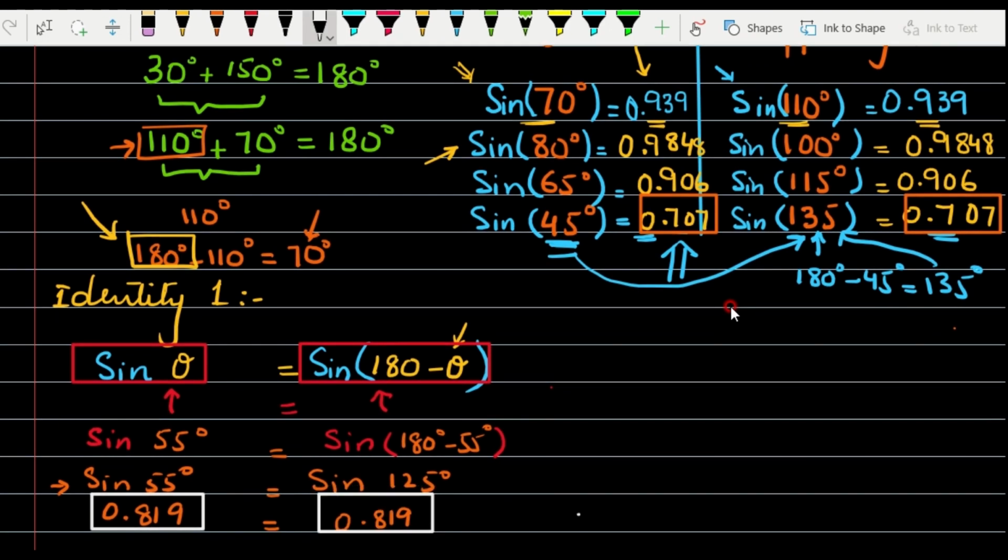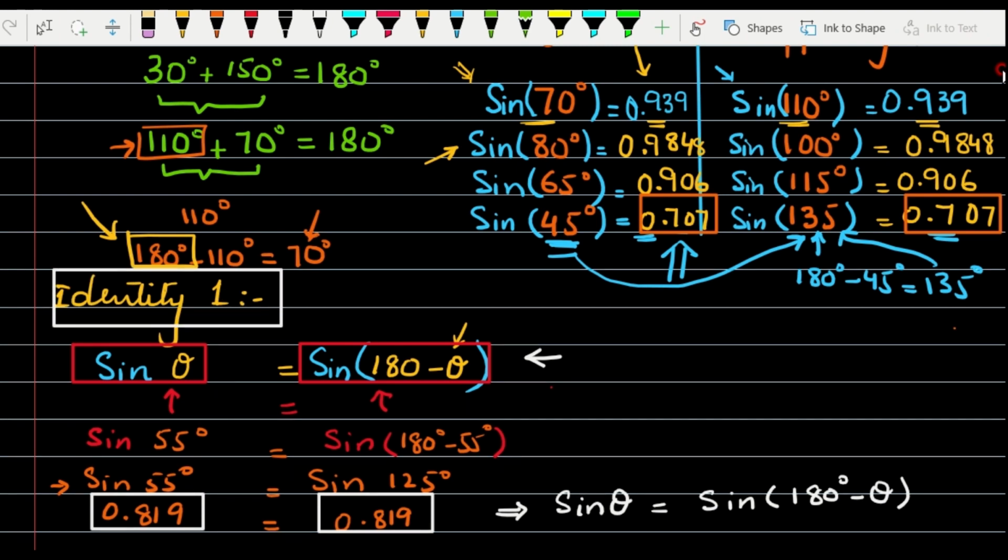So remember one thing, identity 1 says that sine theta, whatever the angle is given, must be equal to the sine of its supplementary angle, meaning whatever the angle is, we have to subtract it from 180 degrees. So that was all about identity 1.